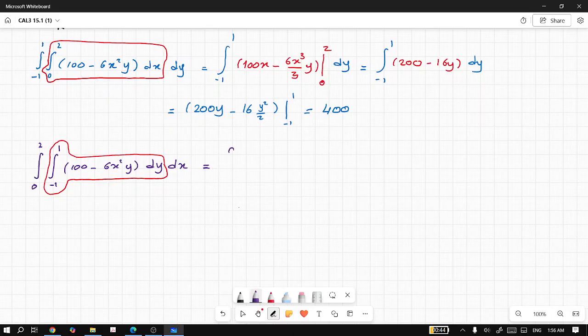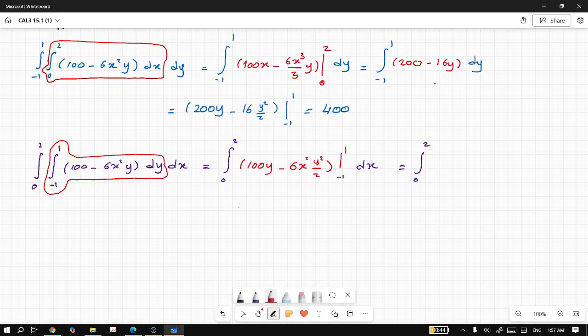So we are solving this one. This equals to what? The outer remains the same. We are not changing anything from it. And the inner one with respect to y becomes 100y minus 6x squared y squared over 2. And the integration runs from -1 to 1 with dx remaining unchanged. Now put 1 and -1 into that equation. We get that this one changed to 0 to 2.